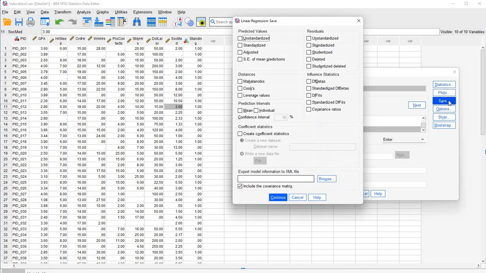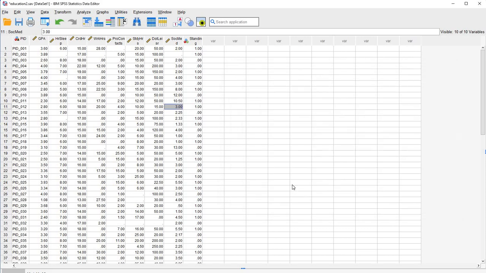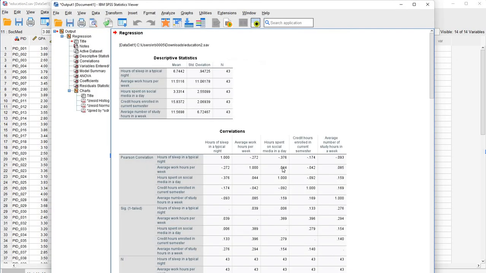And then we do want to save some new variables here. So remember, we want our studentized residuals. So this will give us our studentized residuals and place it in our data view in SPSS. And we want to get our distances for Mahalanobis, for Cooks, and for Leverage. I'll click continue. And we don't need these other ones. We'll go directly to OK here and go ahead and fit the model. All right, and we'll get some output here that we'll take a look at.